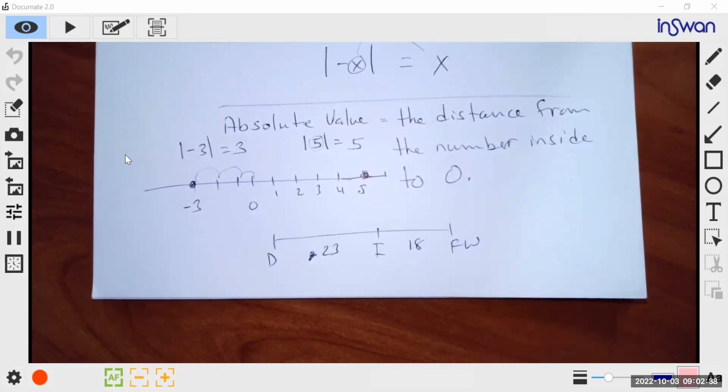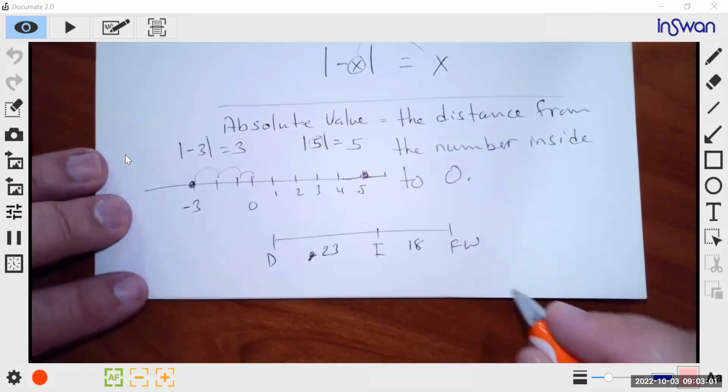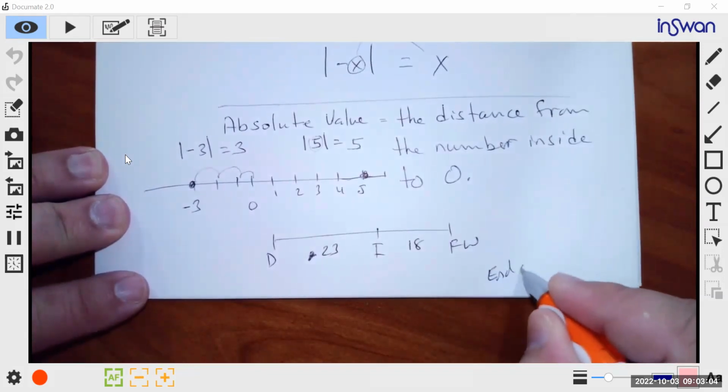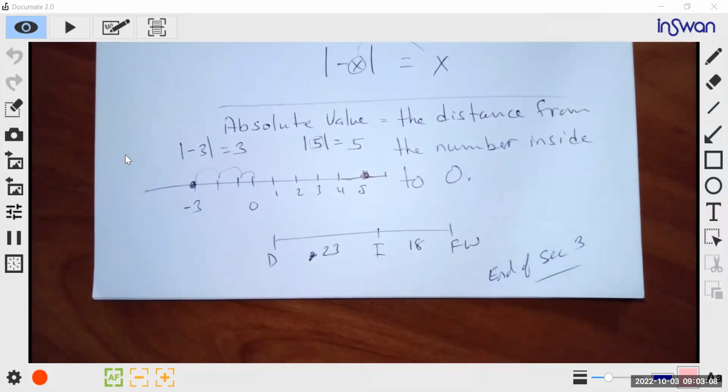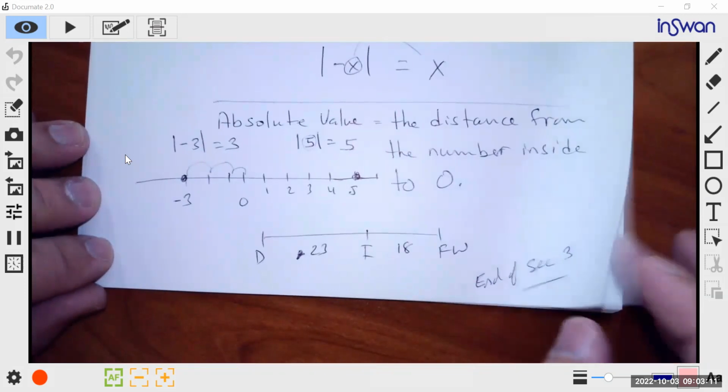So far, so good. So absolute values are simply the distance from the number inside the symbols to 0, how far that it sits. All right, that's the end of section 3. Next section.